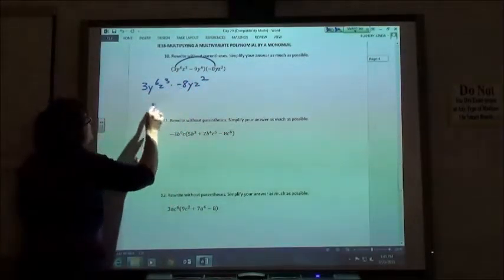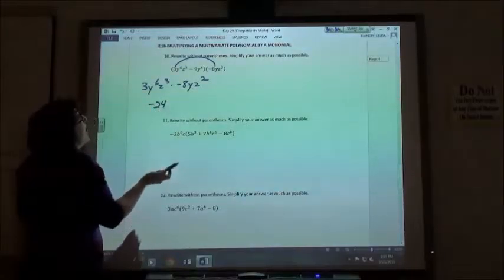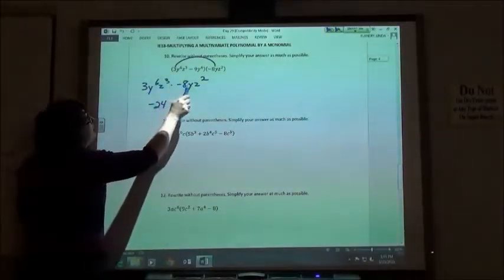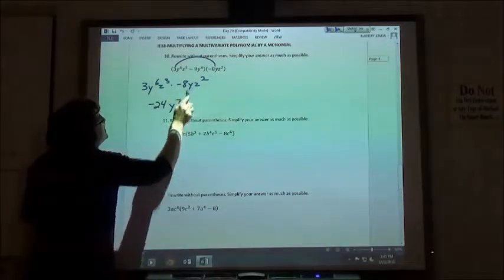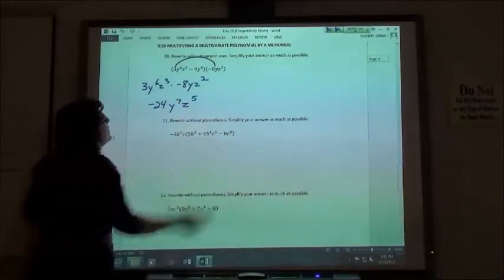3 times negative 8 is negative 24. I add my exponents, so y to the 6th times y would be y to the 7th, z to the 3rd times z squared, z to the 5th.